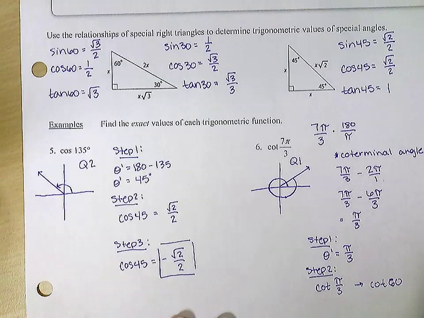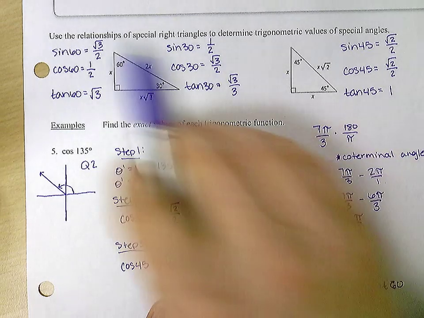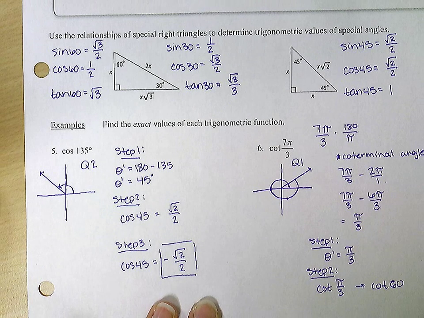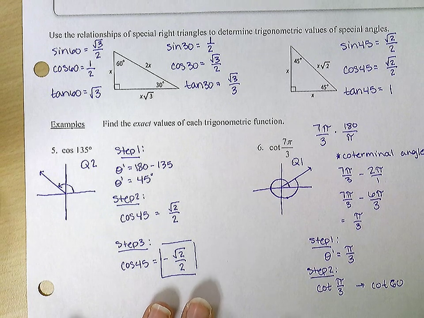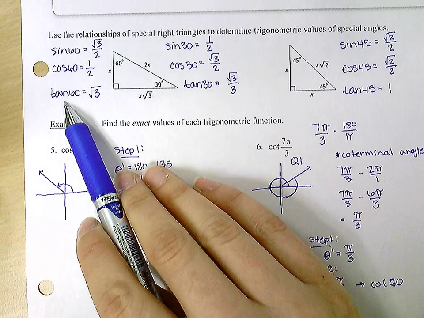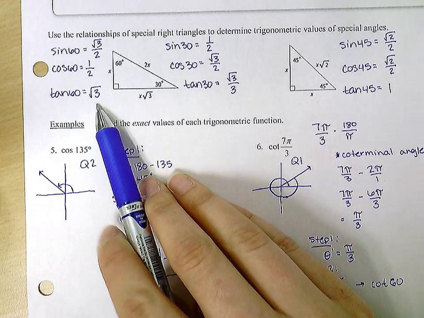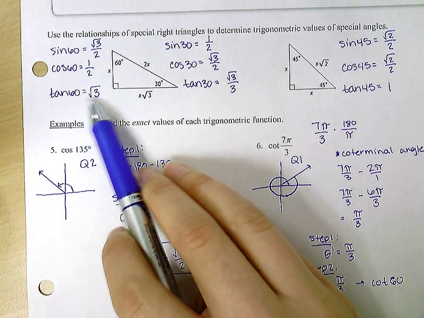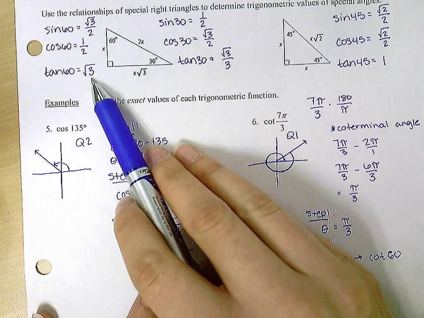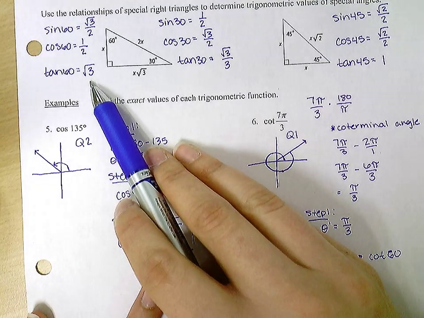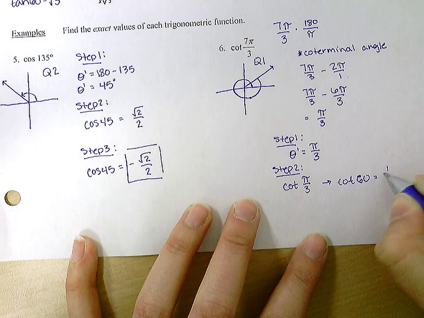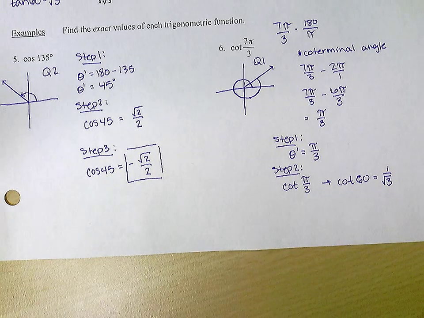How could I figure that out given my special right triangle stuff up here? Since tangent of 60 is the square root of 3, and I'm finding cotangent of 60, you need to take the reciprocal of tangent of 60. So I have 1 over the square root of 3.